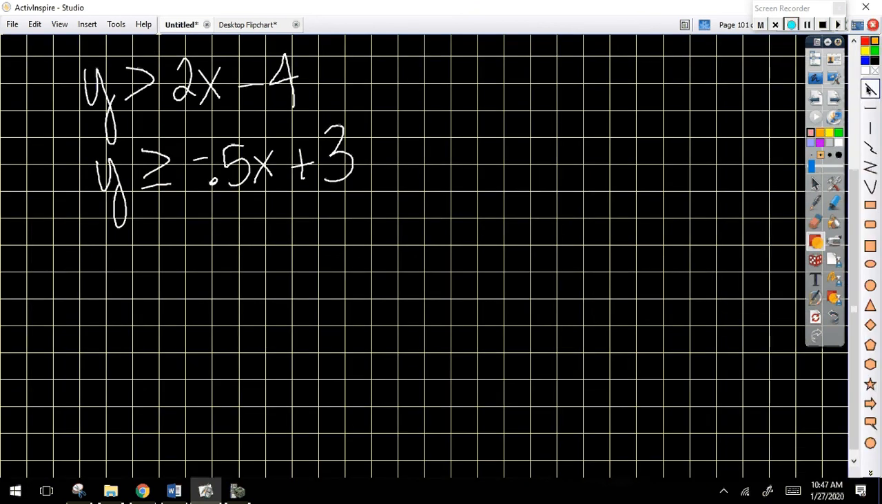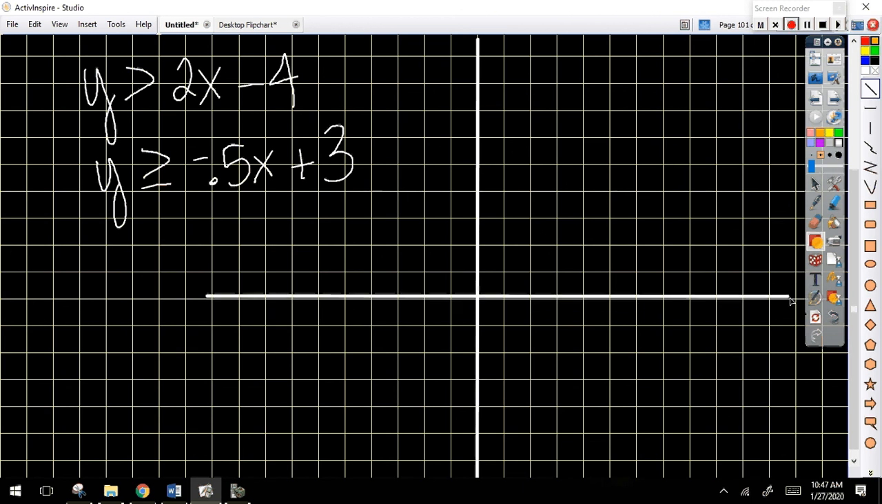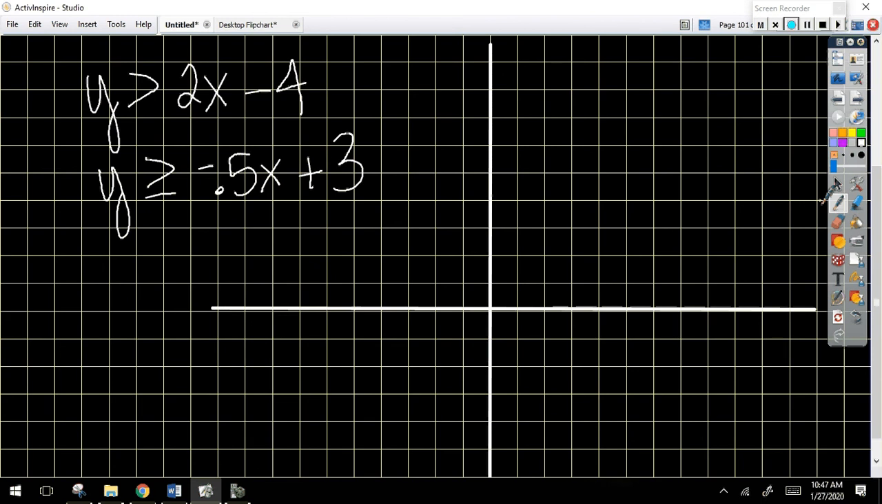I'm gonna graph this thing, graph it up, negative 4. All right, so things to keep in mind are solid or dashed and which way we're shading. I'm going to start with a pink here at the beginning. I'll let this one be pink. This is going to be a dashed line, right? Because it is not or equal to. It is just greater than.